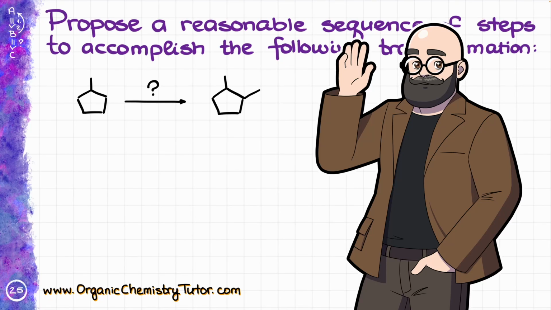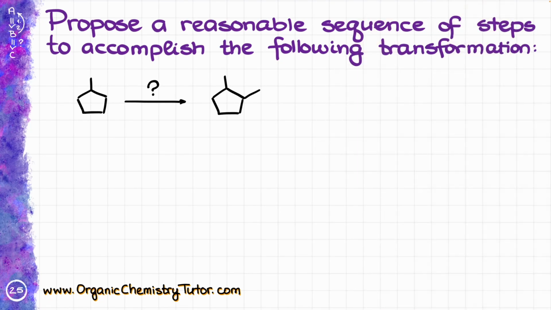Hello everyone, Victor is here, your organic chemistry tutor, and today I have another synthesis for you where we are going to start from the methyl cyclopentane and we are going to convert that into 1,2-dimethyl cyclopentane.